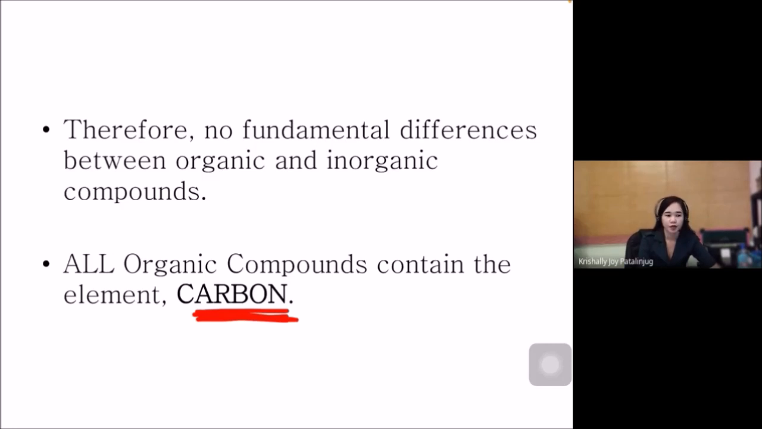Let's say, organic compounds produced by living species are always organic.